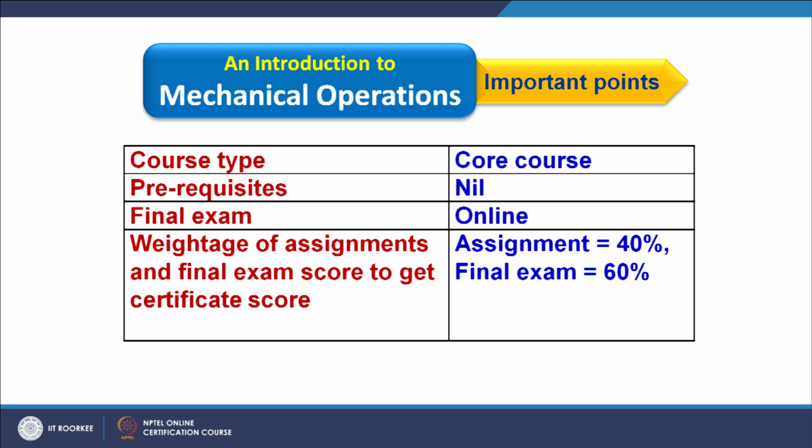Further important points of this course are shown in this slide. It is basically a core course as far as BTech in chemical engineering is concerned. There is no prerequisite required for this course. The final exam will be online. Regarding the weightage of assignments and final exam score to get the certificate, the assignment has 40% weightage and the final exam has 60% weightage. So accordingly we have the distribution of marks to get the certificate.